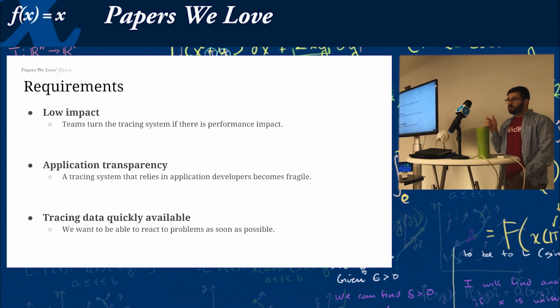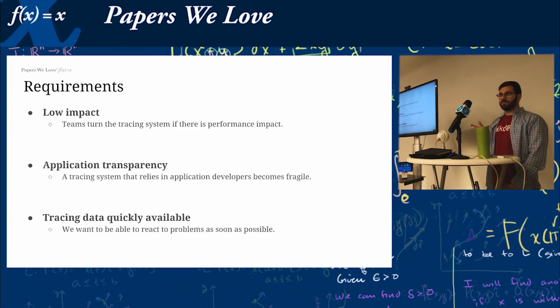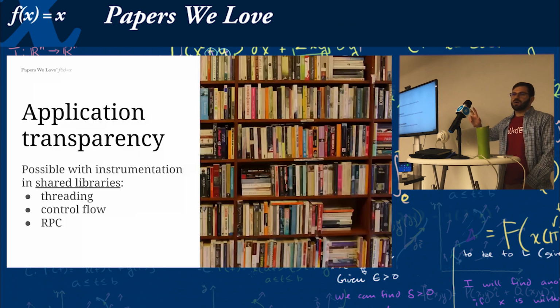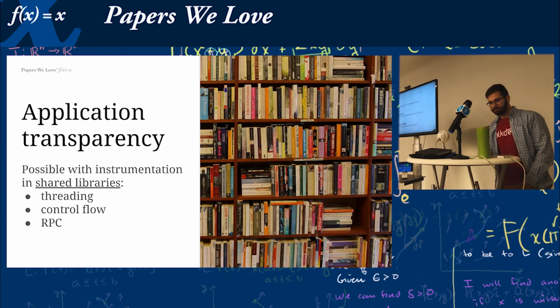And finally, you need to have the tracing data quickly available. This is important for firefighting in production. If you have an outage in production, the reports and alerts are coming in saying that this system is slow, and you need to have this data available immediately to diagnose the problem.